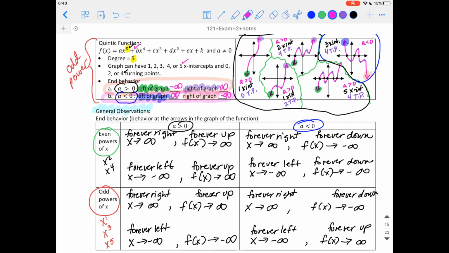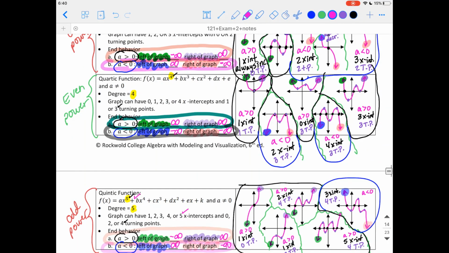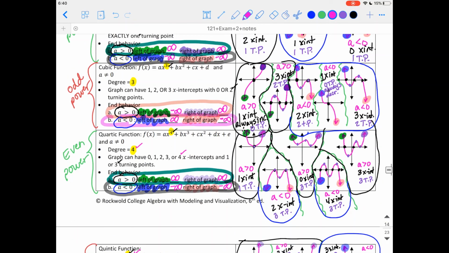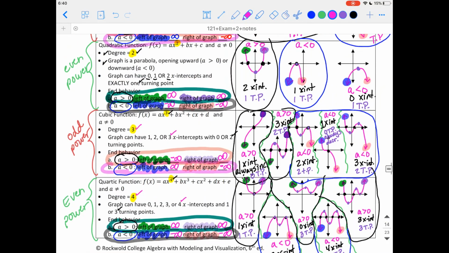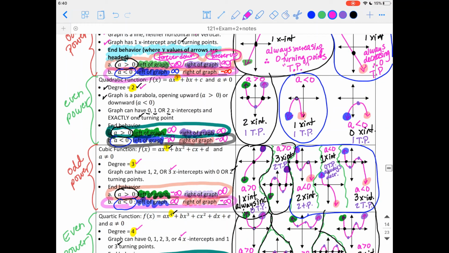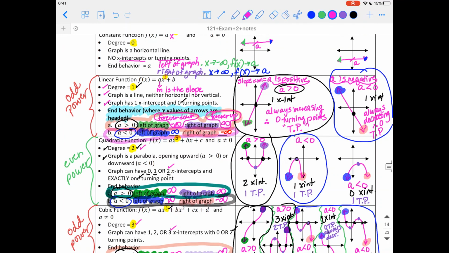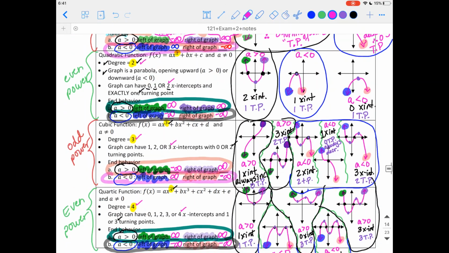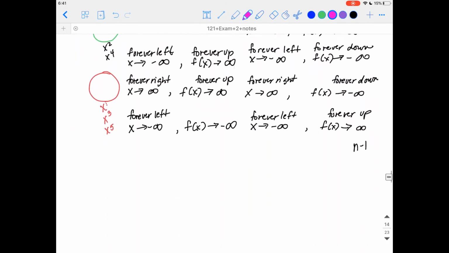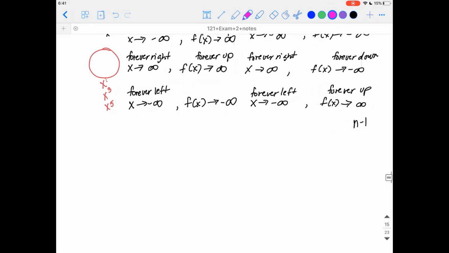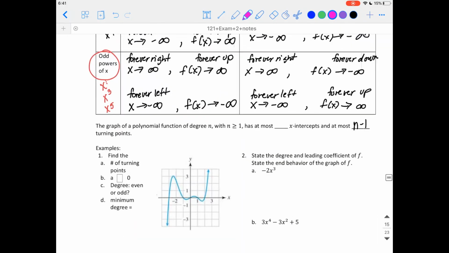And the x-intercepts is 5. For a degree of 4, I can have 4 x-intercepts. For a degree of 3, I can have 3 x-intercepts. For a degree of 2, I can have 2 x-intercepts. For a degree of 1, I can have 1 x-intercept. So for this one, this is going to be n x-intercepts, whatever your degree is.